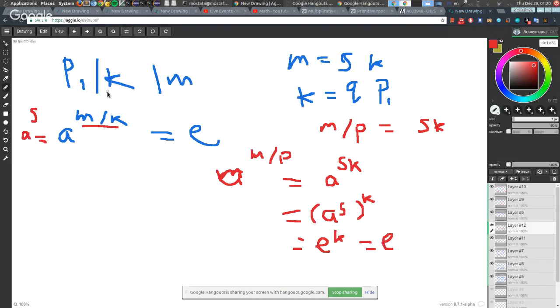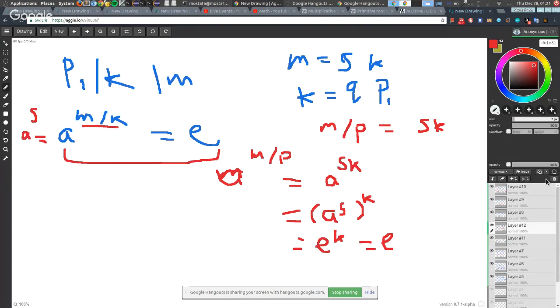So here, if for some divisor k we have this equality true, then it will also be true for some prime divisor of k. So we can just try all the prime divisors of m and check if this equality is true or not. If it's not true for any of the prime divisors, then we can say that this a is a generator of the group, otherwise we say it's not.